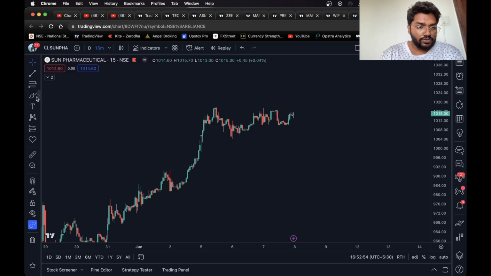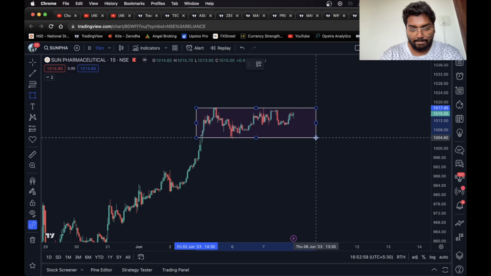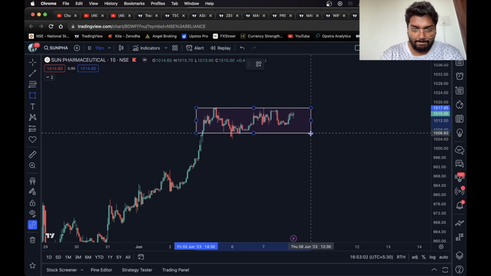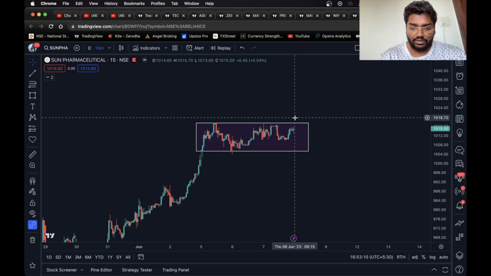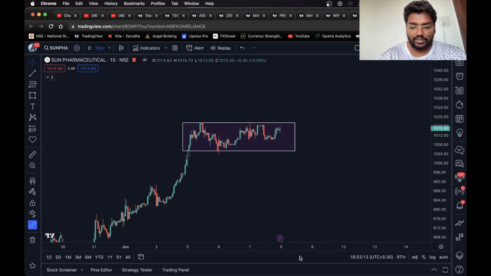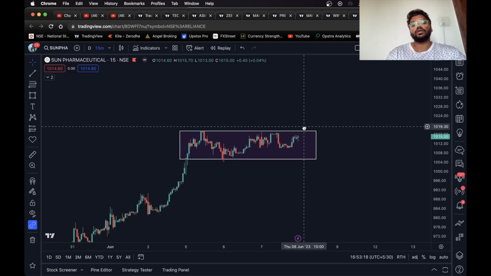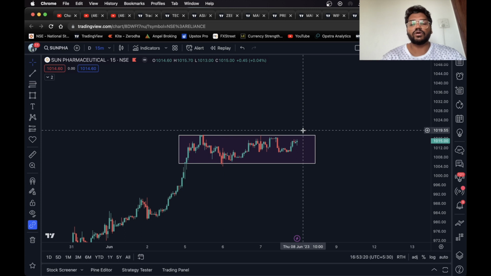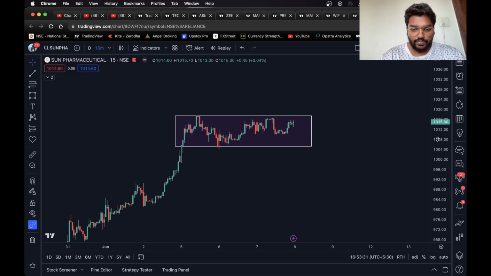Okay, so Sun Pharma is consolidating. So it has potential on both sides, basically, and a trade can be taken on either side. If it breaks above, you can take a long trade. You can consider the pivot as your target. Like I said before, a 1% target is more than enough for intraday, and a good risk to reward ratio is 1:2. You can consider 1:1.5 as well, but 1:2 is really good. So if you go for 1:2, that would be amazing.